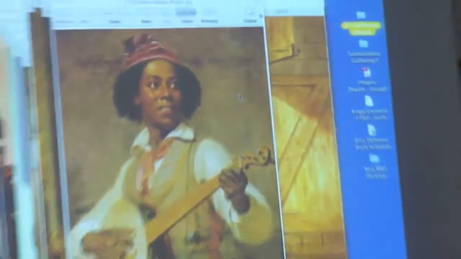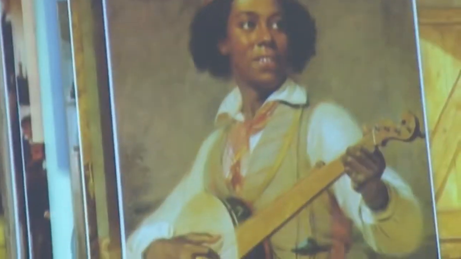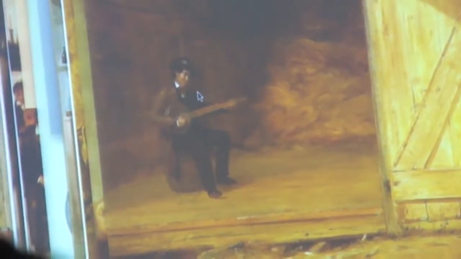This was 1856. He also, a year earlier, painted a white banjo player. This is a painting called The Banjo Player in the Barn. Can you see that all right? The banjo player back here. His banjos are accurate also.